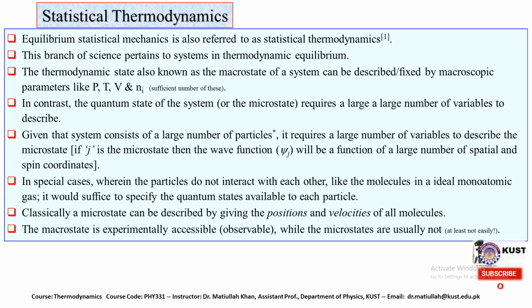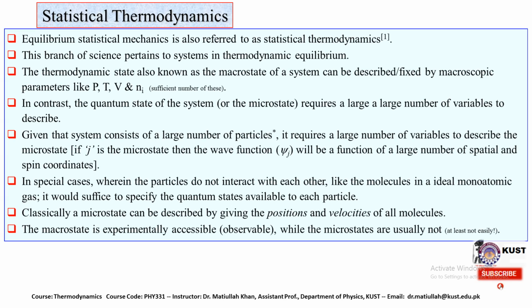Equilibrium statistical mechanics is also referred to as statistical thermodynamics, and this is the branch of science pertaining to systems in thermodynamic equilibrium. The thermodynamic state is also known as the macrostate of a system, and it can be described by macroscopic parameters like pressure, temperature, volume, and some other parameters. Statistical mechanics is described by the quantum state of any particular system, which is called the microstate, and it requires a large number of variables to describe.